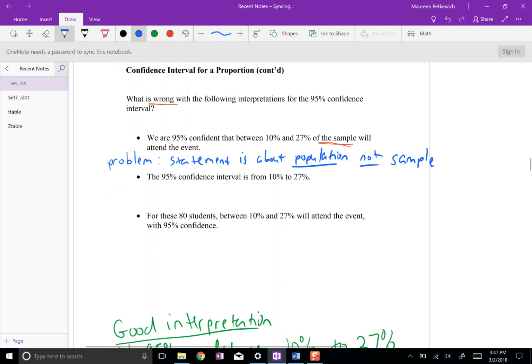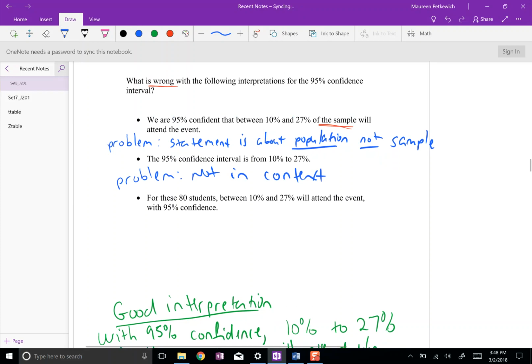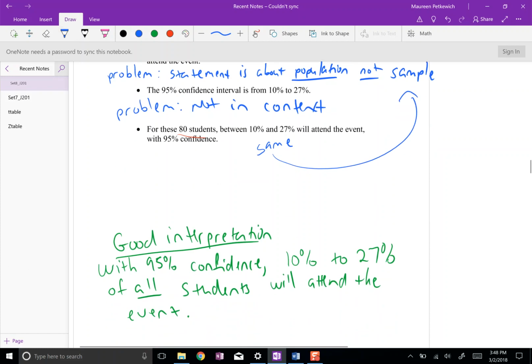The next statement says the 95% confidence interval is from 10% to 27%. Mathematically, it's correct, but it is not in context. And then the third one says, for these 80 students, between 10% and 20% will attend the event with 95% confidence. This has the same issue as the first one. It's making a statement about the sample and not the population. So make sure when you're asked to write an interpretation, you write a good interpretation and that you make it clear that we're inferring out to the entire population of interest.